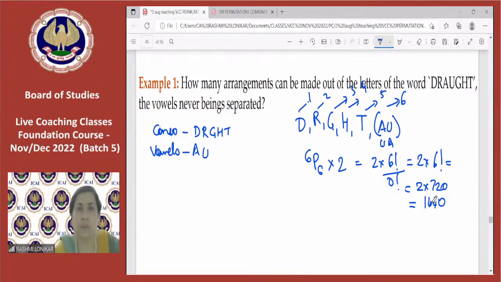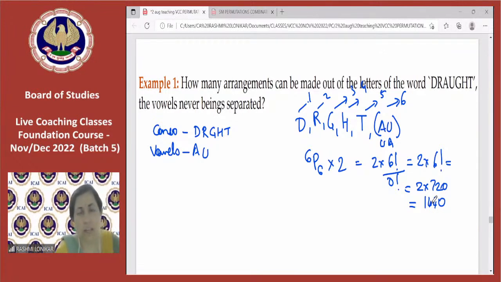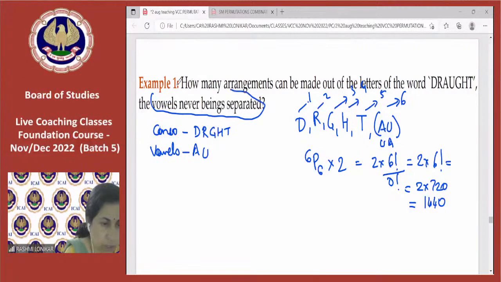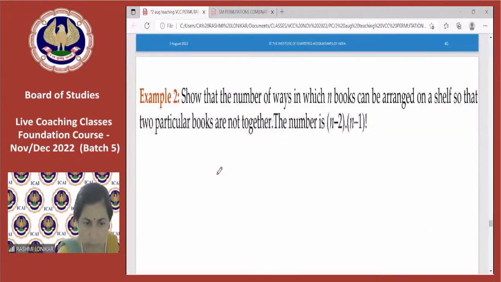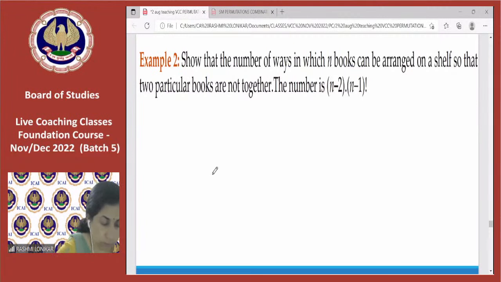So take the alphabets, arrange them into consonants and vowels. See what the condition is here. The condition was that the vowels will never be separated, and for that, I can write these vowels as AU or UA. So what are the options? Two options are there, either AU or UA. So this is equal to 2. Okay, so we have discussed the theory part also.